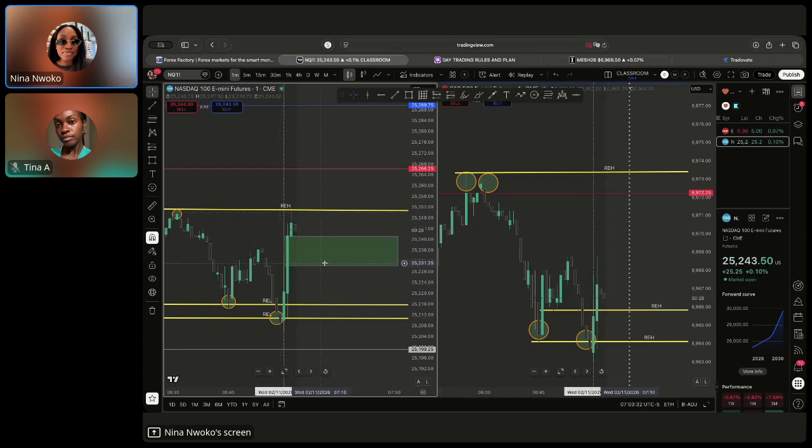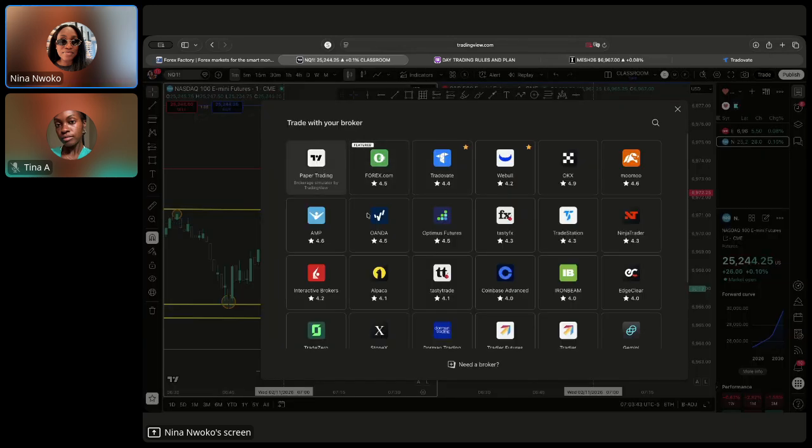There's this gap here, and price is going in. It looks like it's trying to go up. And then this is the liquidity line that price went underneath. So to me, I would enter into a buy here.